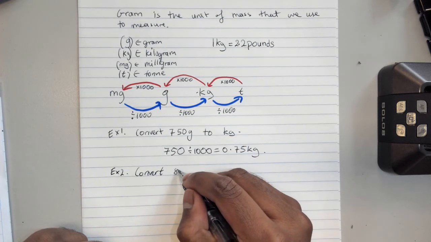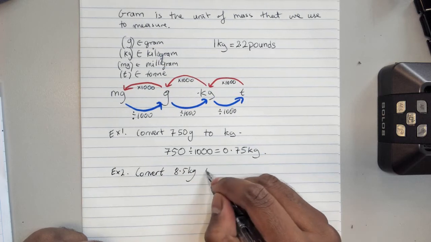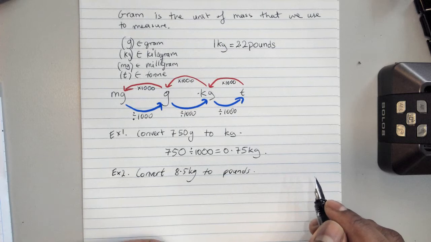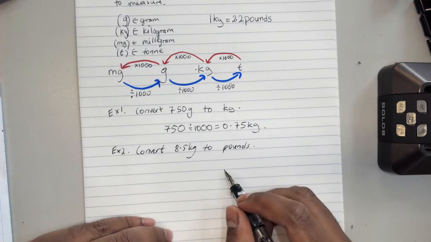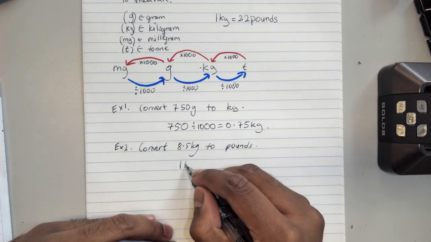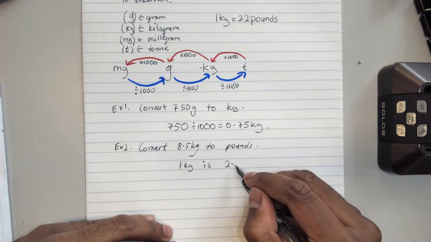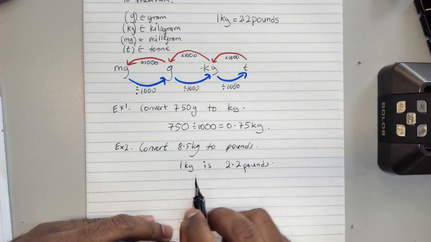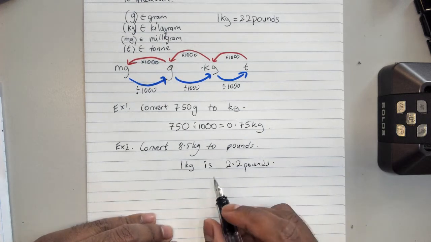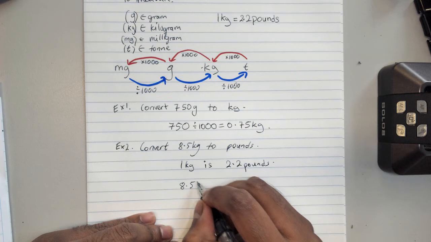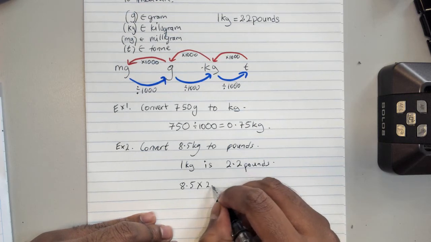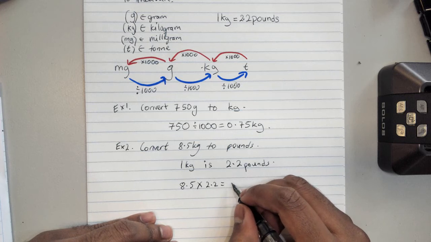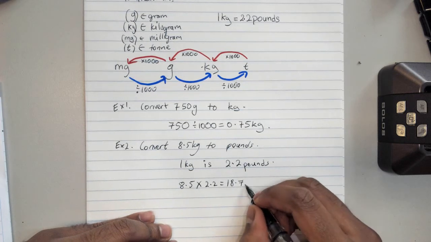Convert 8.5 kilograms to pounds. So we know that 1 kilogram is 2.2 pounds. So how do I get to pounds? Well, I've got to multiply because there are more pounds for 1 kilogram. So I'm going to go 8.5 times 2.2. And that's going to give me 18.7 pounds.